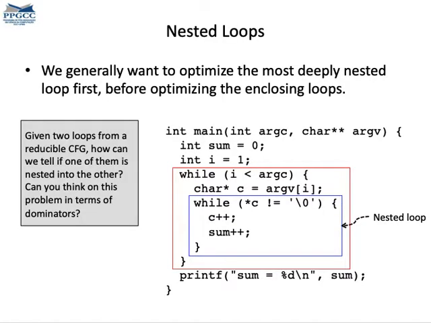And now that we know everything about dominance, we can identify natural loops and nesting relations between loops. Can you think about it? How does dominance let us tell when a natural loop lies nested within another?